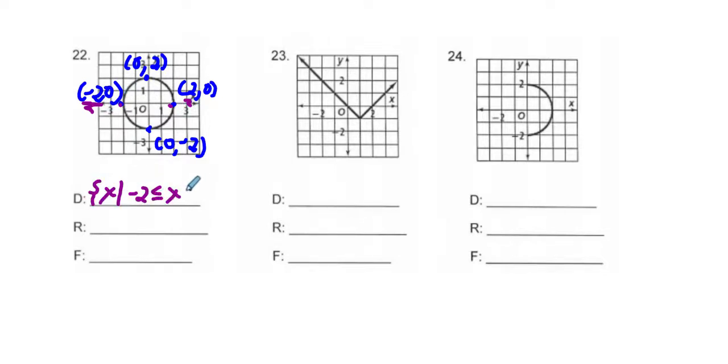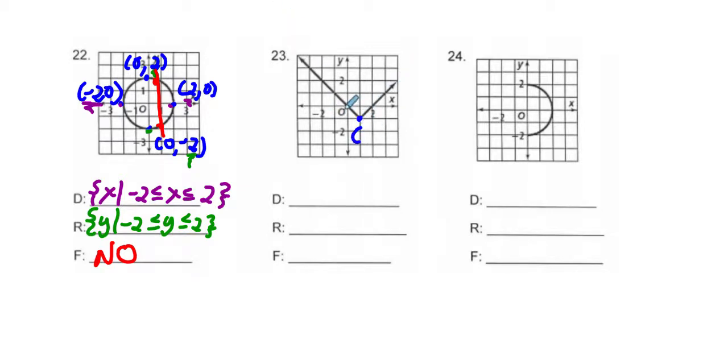So I say x such that -2 is less than or equal to x, which is less than or equal to 2. Now my range, my lowest down my graph goes is -2. The highest up my graph goes is 2, and I've connected all the lines in between. So range is y such that -2 is less than or equal to y, which is less than or equal to 2. This fails the vertical line test, and so it's not a function.